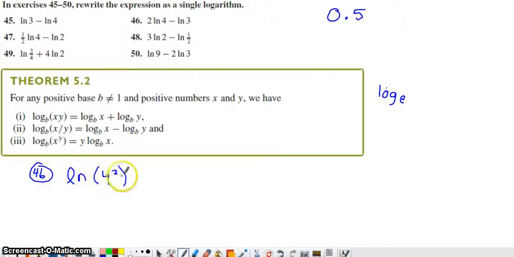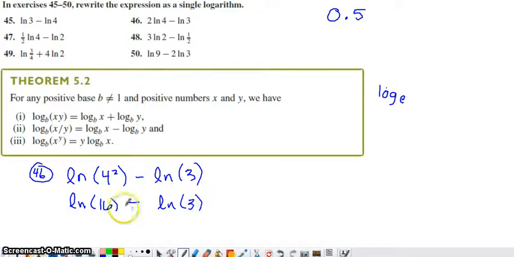So I'm going to have the natural log of 4 squared minus the natural log of 3. Now 4 squared is obviously 16, so I can go ahead and do that math. So we get the natural log of 16 minus the natural log of 3. Now that we have two logarithms and the coefficient in front of each is 1, and it's a difference of the two logarithms, I can write it as a single logarithm by going from the right side of the second property over to what we have on the left side of that equation.